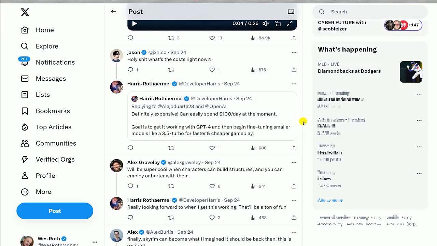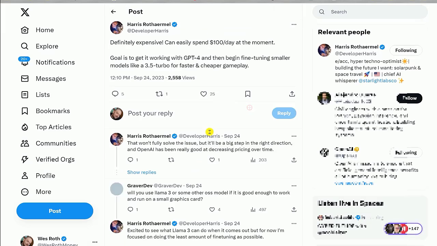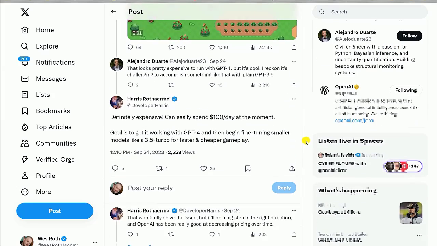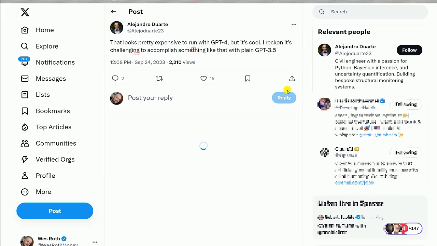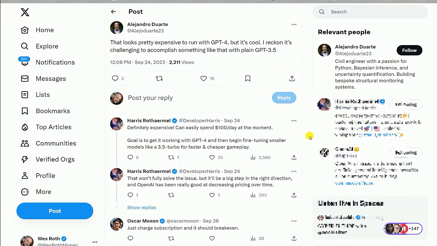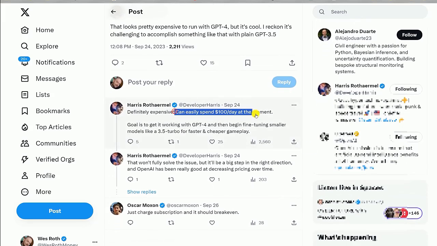My question was, how much does it cost? Because I ran some of the stuff where agents chat back and forth, and most people opt to use GPT 3.5 Turbo. It's cheaper, it's faster, but like this guy says, it looks pretty expensive to run. It might be cheaper to do it with GPT 3.5, but challenging to accomplish because it's just not as effective. And the developer says, yeah, I can easily spend $100 a day at the moment.